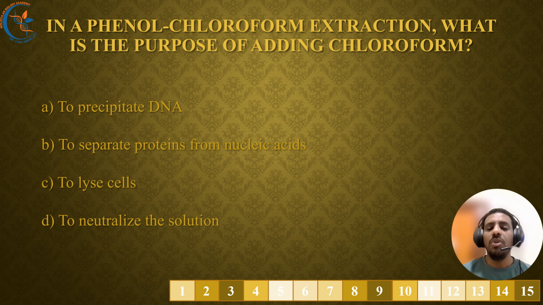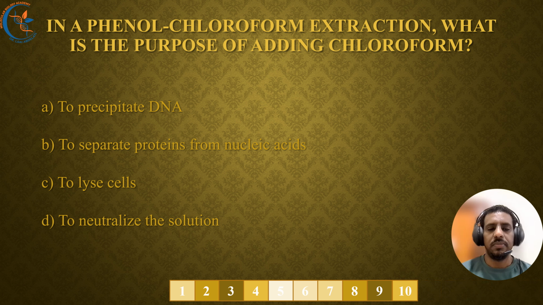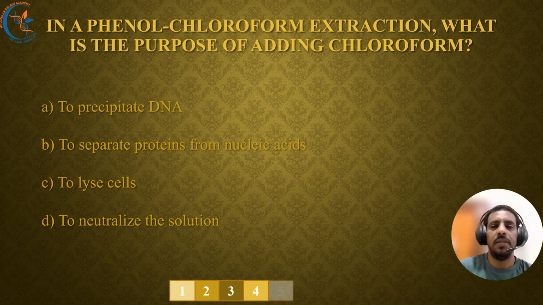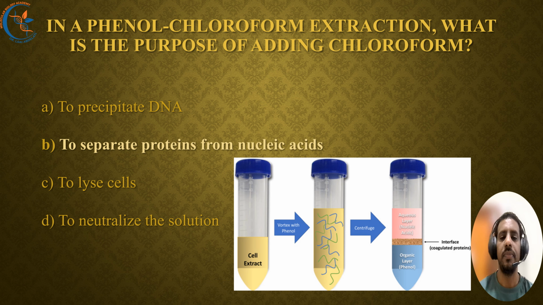All right, in phenol chloroform extraction, what is the purpose of adding chloroform? The correct answer is to separate proteins from nucleic acids. As we know, chloroform helps to separate proteins from nucleic acids by creating a distinct phase where proteins are denatured and separated from the aqueous phase containing nucleic acids.